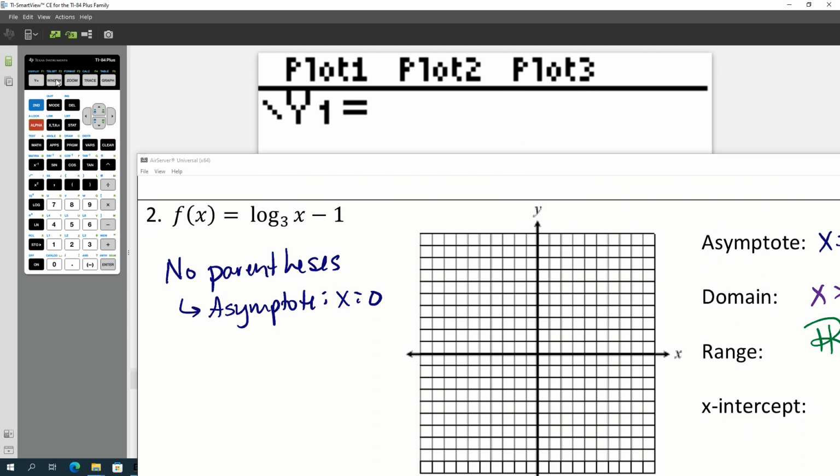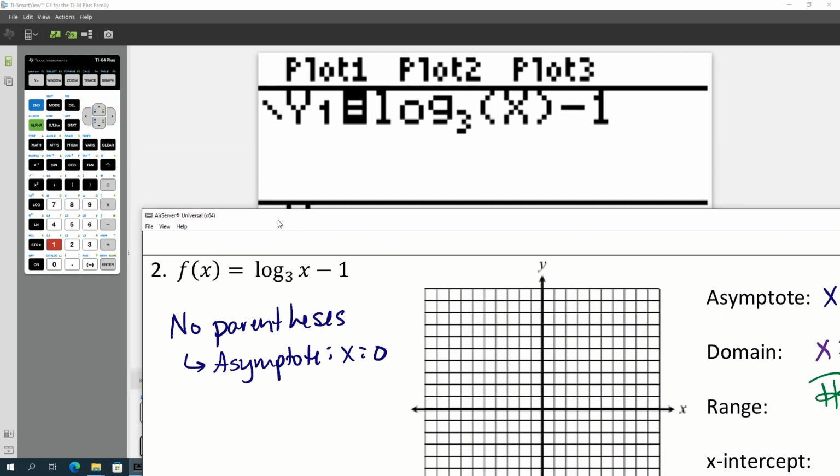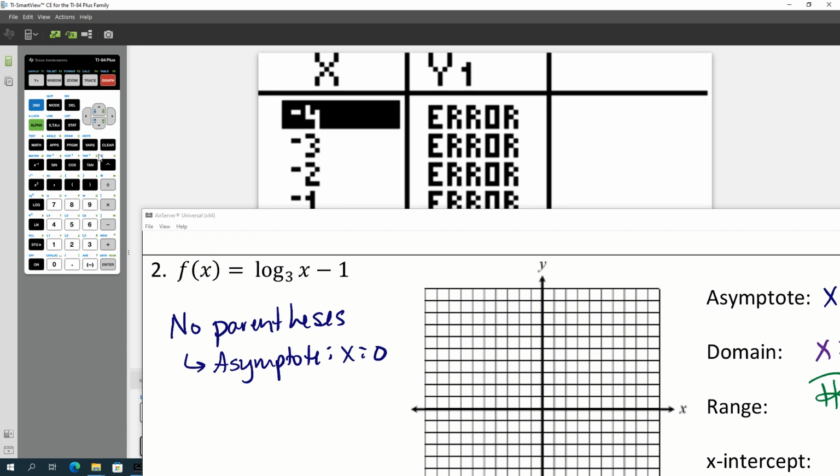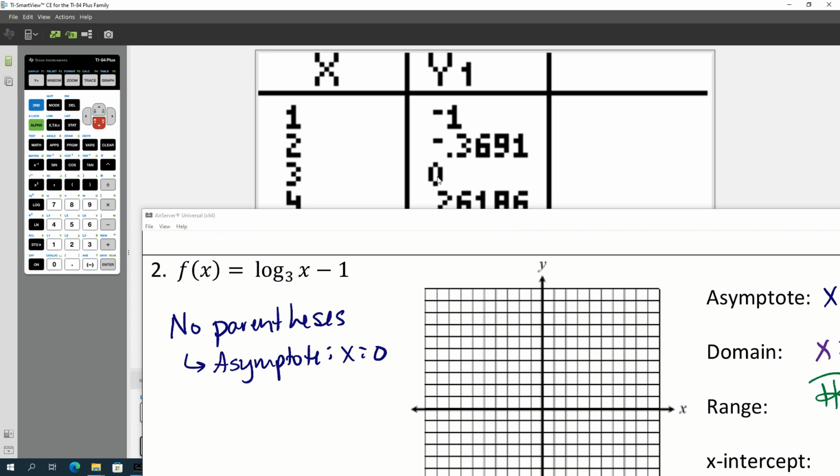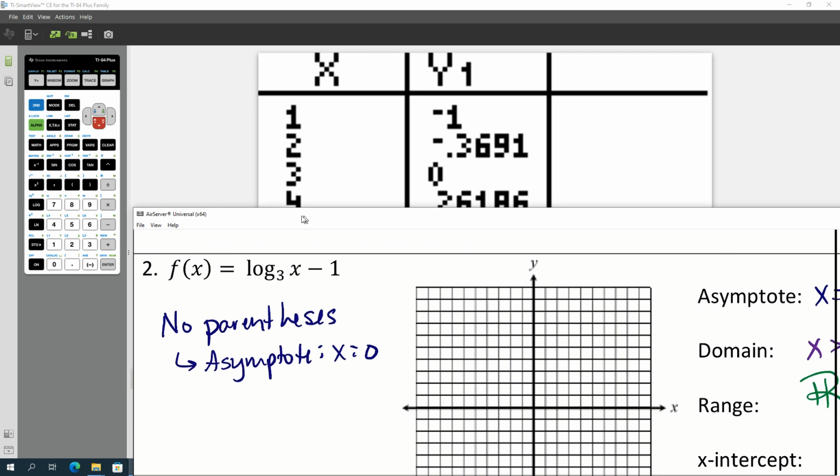All right, so I'm doing alpha window 5. Now the calculator will always give you parentheses. So in this case, x is the only thing that goes inside, and then that -1 is outside. All right, and then I'll go to the table and start scrolling around. All right, so all these are in the domain. There it is. So as soon as I see 0 for the y, I know that my x-intercept is at 3.